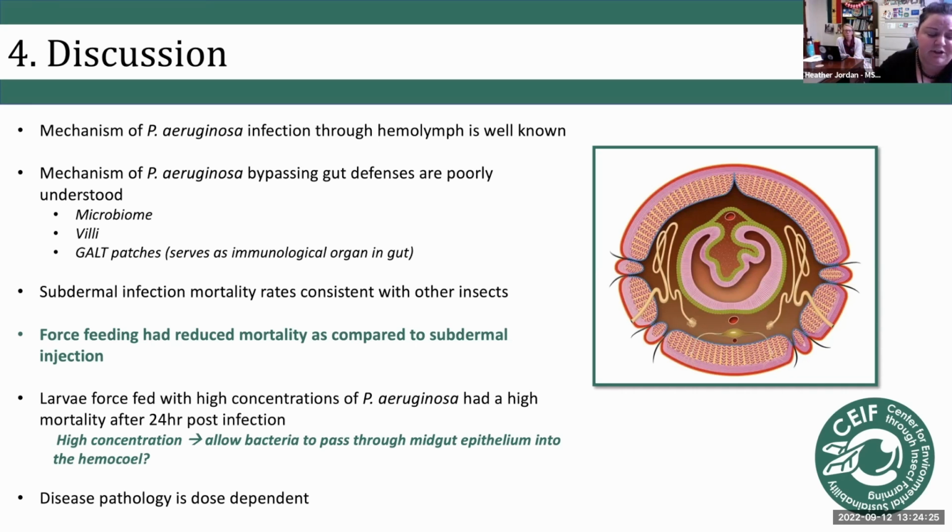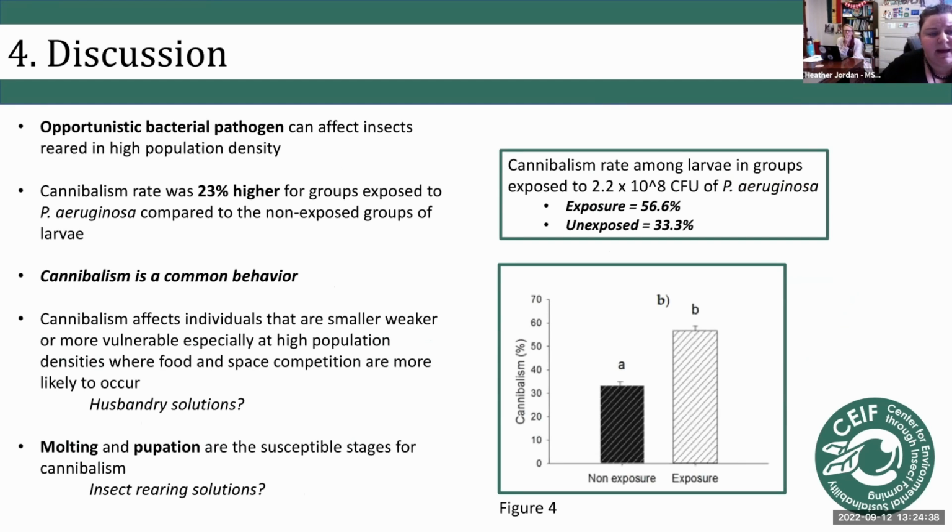The disease pathology is also dose dependent, as the research shows that higher doses typically had different pathologies or higher mortality rates. Opportunistic bacterial pathogens can affect insects reared in high population densities. The cannibalism rate was 23% higher for groups exposed to Pseudomonas compared to the non-exposed. I've got the graph for that shown again on the right.